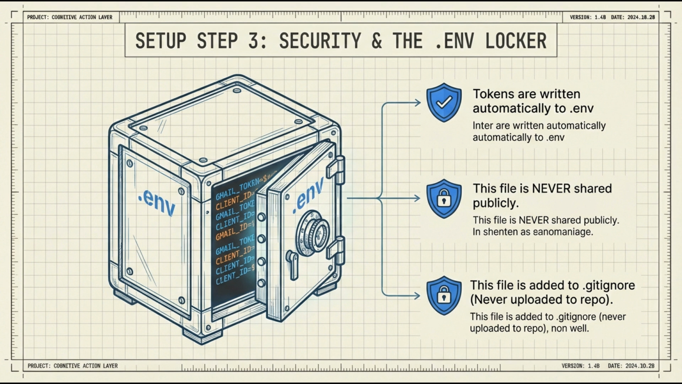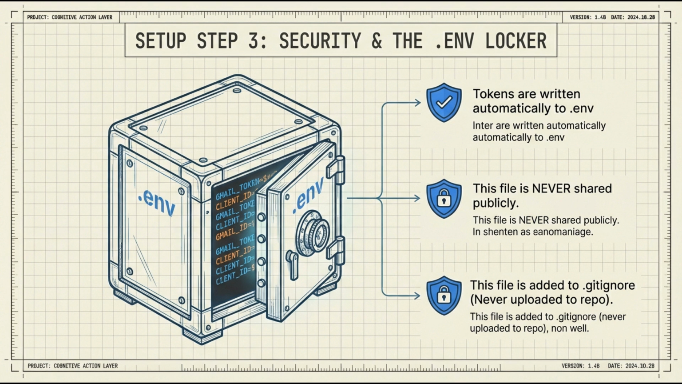And this is where I usually get nervous. Where does that token go? I don't want my secret access keys floating around in a chat window or some temporary file where they can be stolen. And this is a crucial security detail that the agent handles automatically. It uses the .env file.